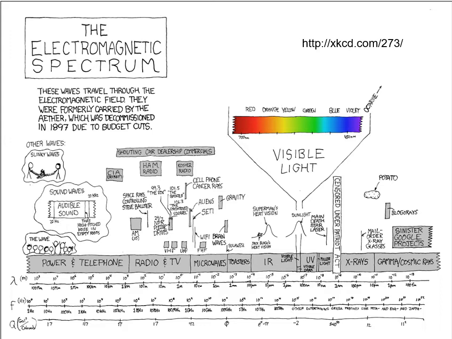But if any of this helps you understand the phenomena here, the part of power and telephone up to cosmic and gamma rays, and the gray boxes at the bottom are actually mostly correct, except for the part about censored under the Patriot Act. But you get the idea here, and I think this is a creative way to look at it.